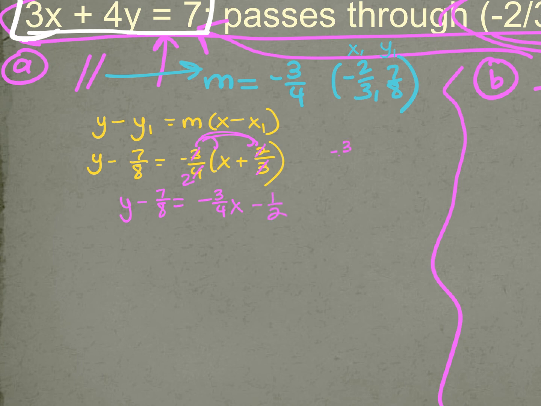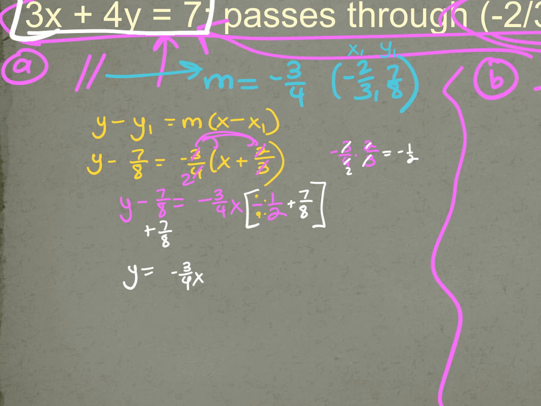So again, that was negative 3/4 times 2/3. I can cross cancel. 2 goes into 4 twice, and the 3's cancel, and I end up with that negative 1/2. Still have to add the 7/8. So I get y equals negative 3/4 x, and then I want to combine these two. So I'd have to multiply by 4. I'd get negative 4/8 plus 7/8, which is positive 3/8. So yes, you will see fractions in this kind of stuff. You can handle it, I promise.